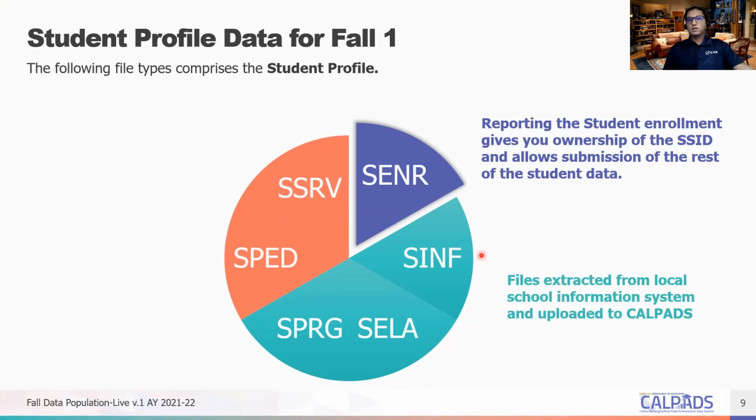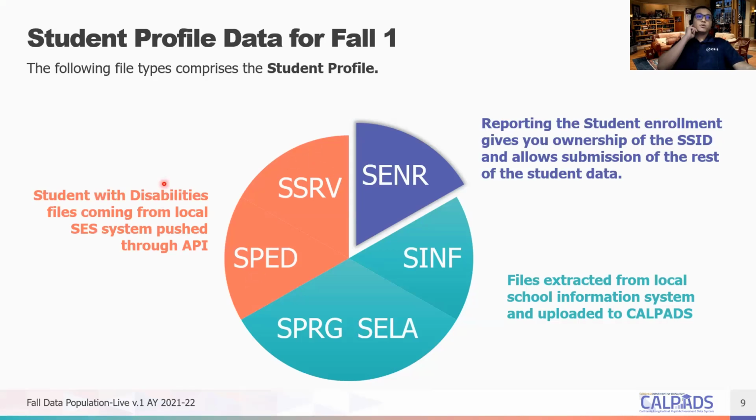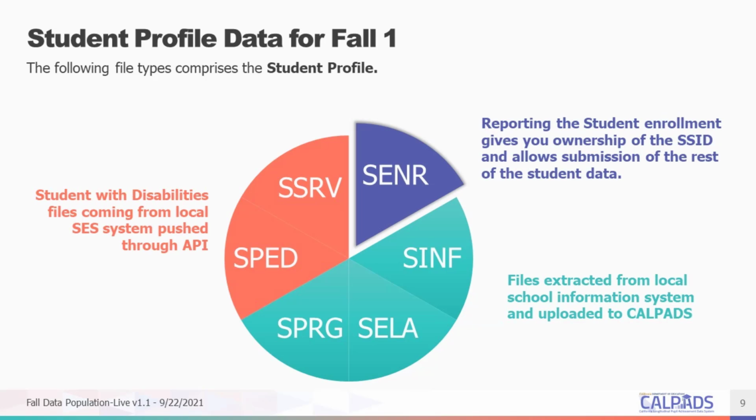The next files are the SINF, SELA, and SPRG. The SINF will contain your demographics and also your address that would be essential in state matching and all of that. These files, the SENR, SINF, SELA, and SPRG, as I've mentioned, will come from your school information system, whatever SIS you have. The SSRV and the SPED will come from your special education system and other special education systems.